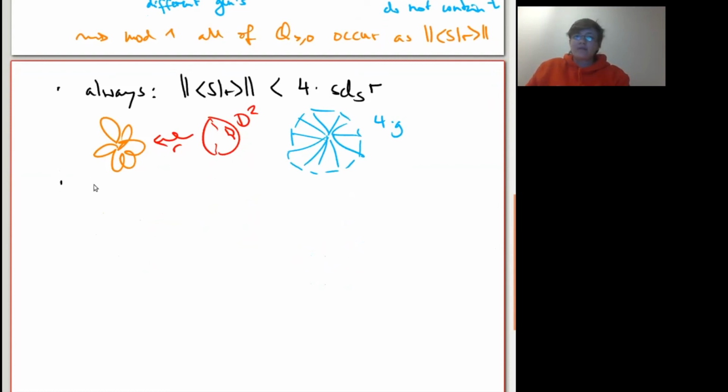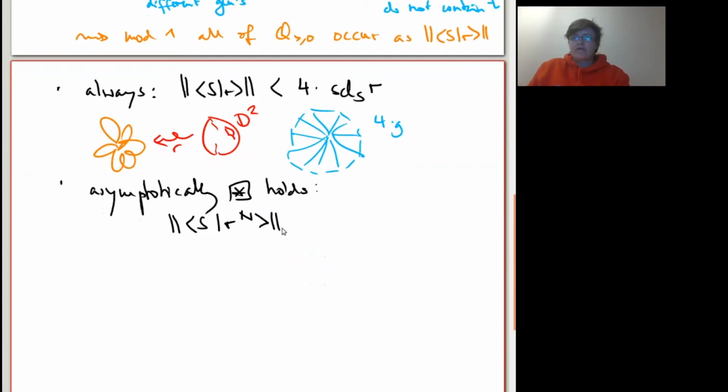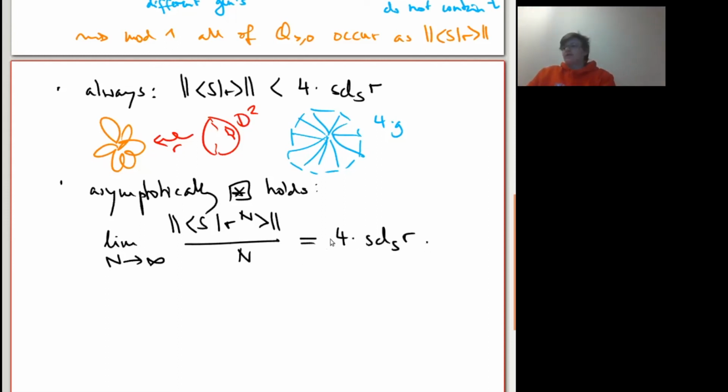So asymptotically, star holds. Namely in the following sense: if you look at the one-relator group, you can stabilize by the power of your relator, and you can look at the limit for n to infinity. You can do this to both sides of this hypothetical equality star, and what you would get is that the right-hand side should be 4 times the stable commutator length of R, and this we can prove. So asymptotically, it's true.